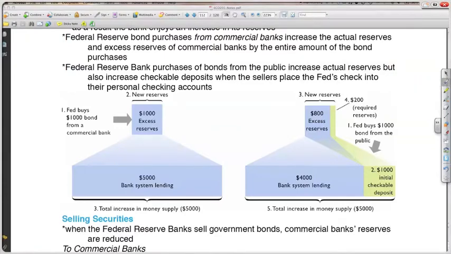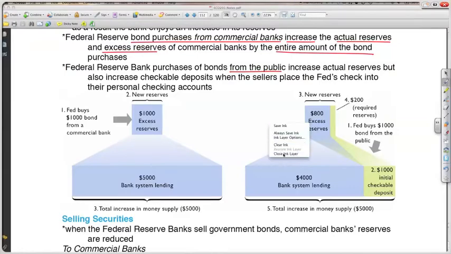Here the Fed can purchase bonds from commercial banks, thus increasing the actual reserves and the excess reserves of commercial banks. And it's important to differentiate between the Fed buying from a commercial bank or buying from the public, because when it buys from a commercial bank, it increases reserves by the entire amount of the bond purchase, whereas when the Federal Reserve purchases from the public, it only increases actual reserves by a percentage of that deposit.